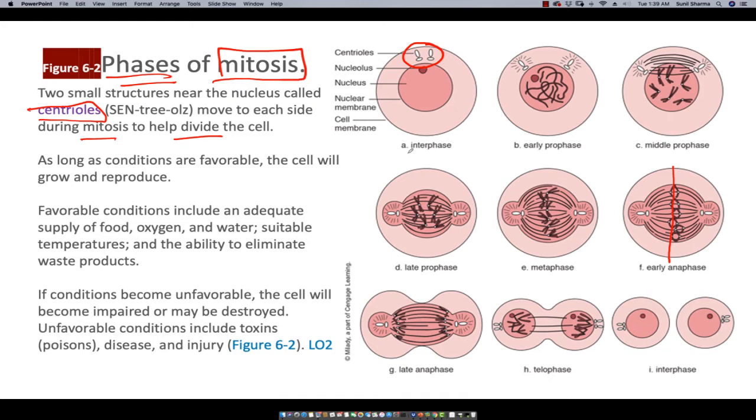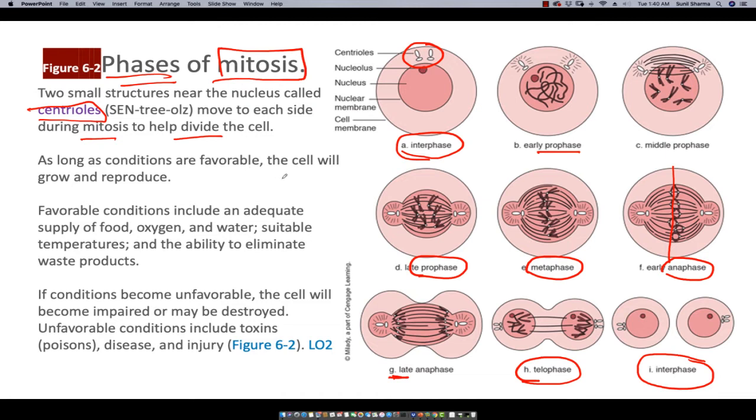And so the key phases that we see: interphase is the relaxing phase. So interphase, think about it as intermission, and that's the relaxing phase. Then we have prophase, and so we have early, middle, and late prophase. Second thing is metaphase. So we have metaphase, and then we have anaphase. So early anaphase, late anaphase, and telophase.